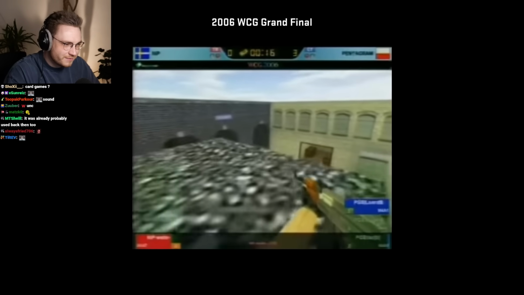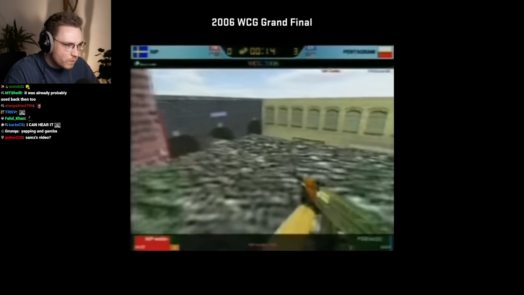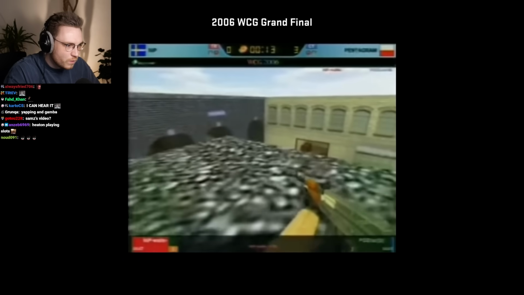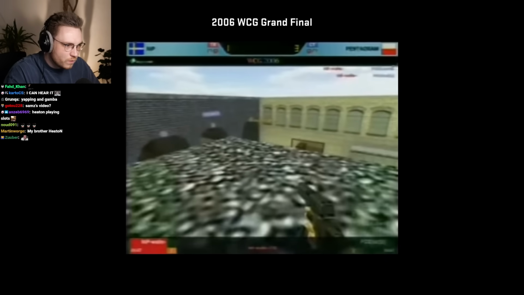He's up in the sniper tower. He's going to be able to peek both of them at once. He takes out one. Can Wally get the ace? He's going to have to go for the defuse. And Wally gets the ace.